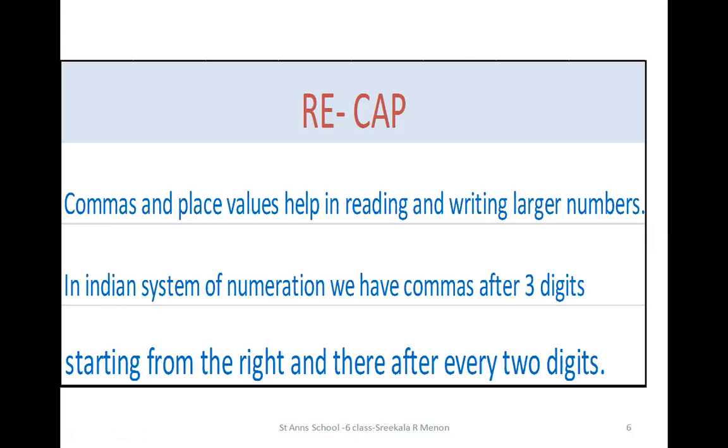The next one, in the Indian system of numeration, we have commas after 3 digits starting from the right and thereafter every 2 digits. I repeat, in the Indian system of numeration, we have commas after 3 digits starting from the right and thereafter every 2 digits.